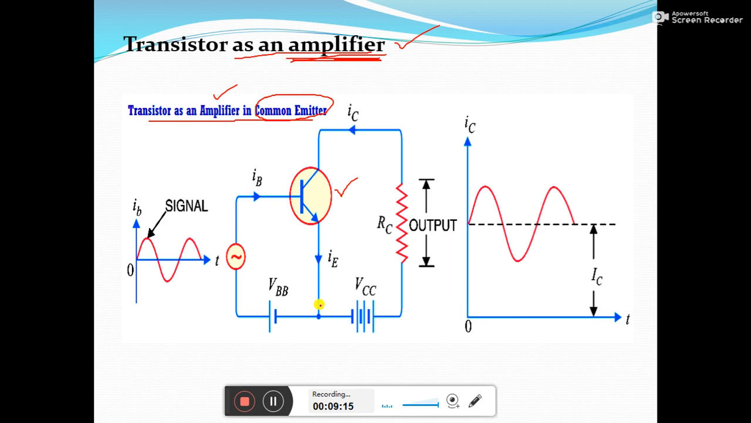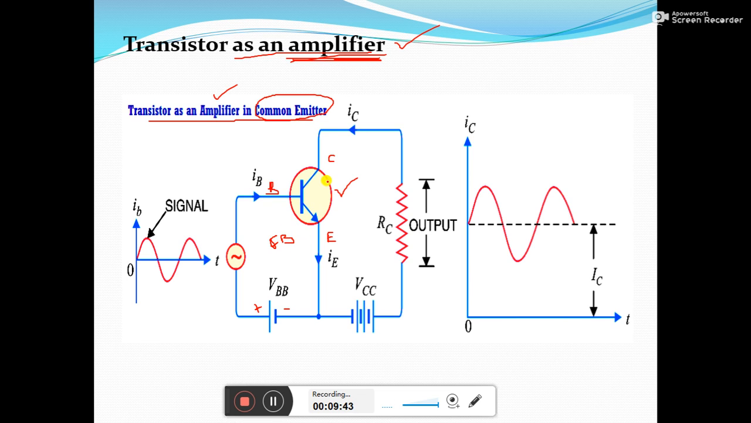Since the emitter is made common between the input and output, this is the base terminal, this is the collector terminal, and this is the emitter terminal. This is an NPN transistor. Here the base terminal, that is P type, is connected to the positive terminal of the battery source, and N type is connected to the negative terminal of the battery source. I can say the emitter to base junction is forward biased.